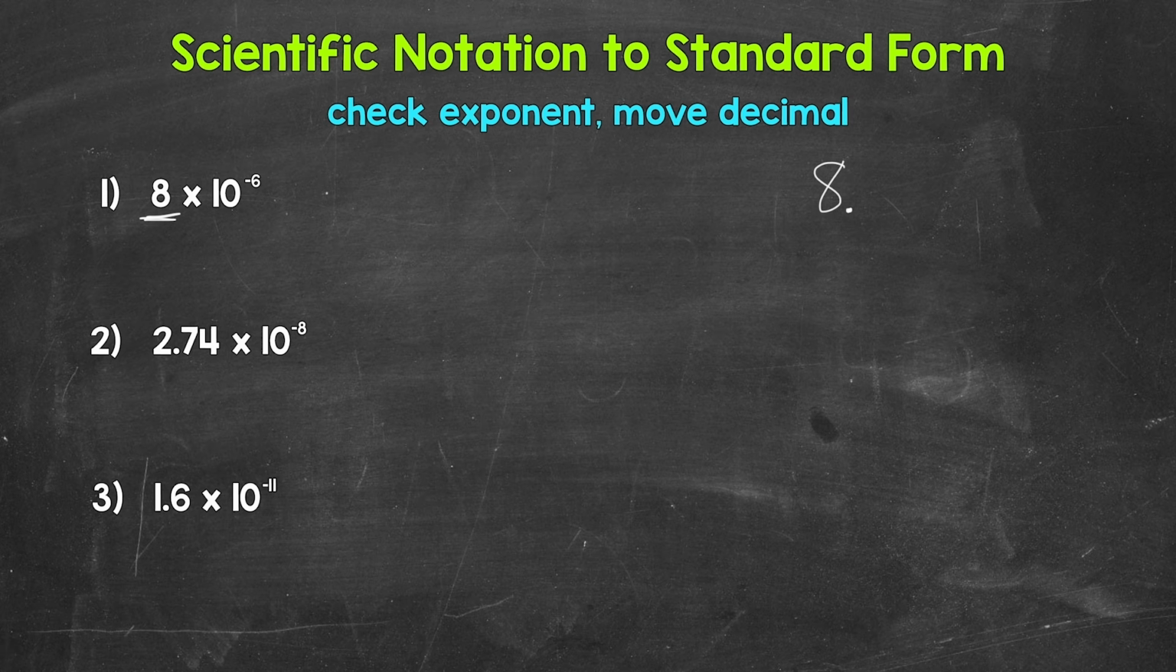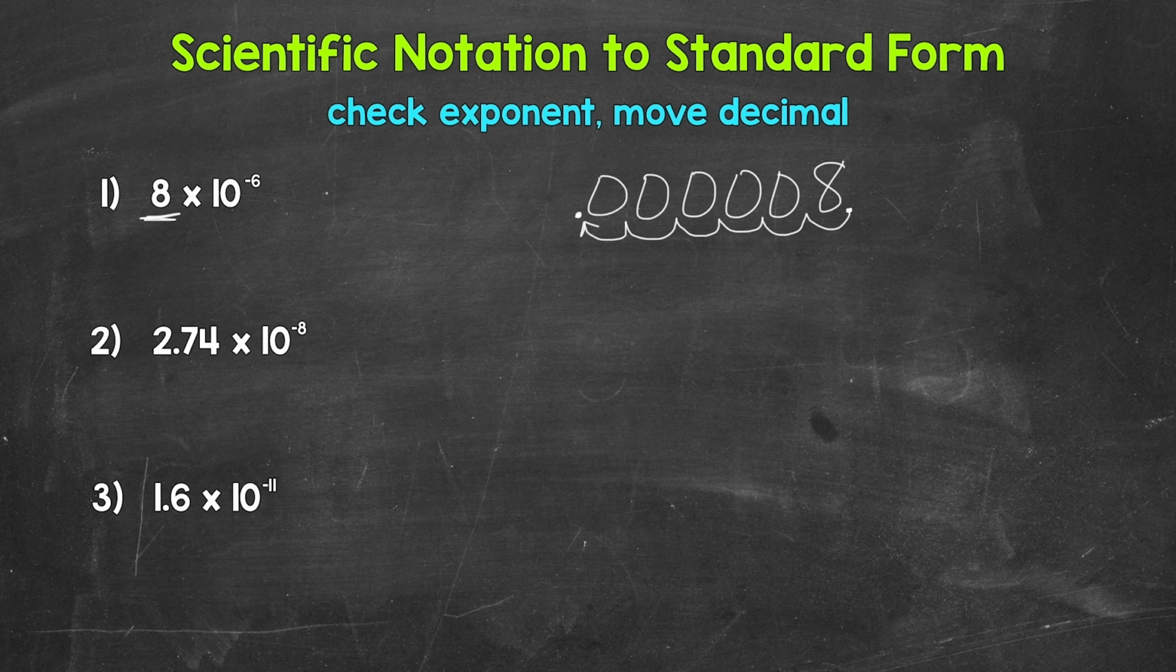Just remember, when we have a positive exponent, we know that we are working with a large number. When we have a negative exponent, we know that we are working with a small number. Well, we have a negative exponent here, so we are working with a small number. That means we move the decimal to the left. We are multiplying 8 by 10 to the negative 6th power, so 8 is going to be decreasing in value here. So let's move the decimal 6 places to the left. 1, 2, 3, 4, 5, 6. And then we can fill those places with zeros. So a 0 here, here, here, here, and here. And that's our standard form.